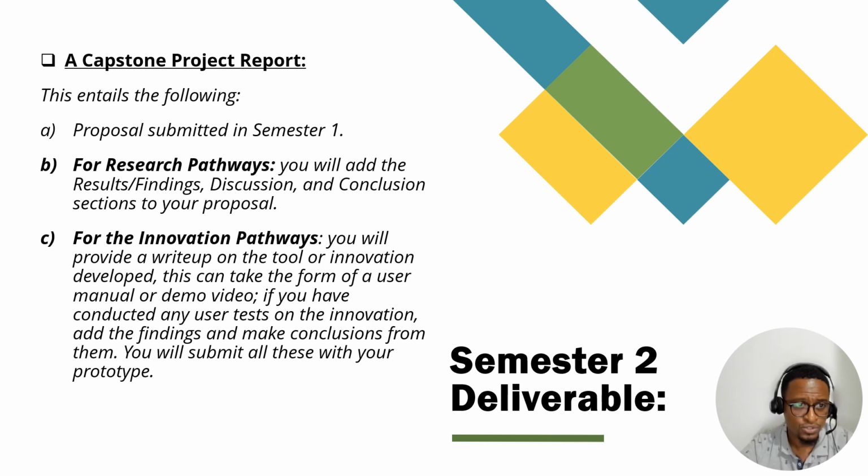Remember, that proposal submitted in semester 1 still stands. B and C are optional, dependent on the pathways that you're taking. So A is consistent no matter the pathway that you're undertaking. For those taking the innovation pathway, you will provide, in addition to your proposal, a write-up on the tool or the innovation being developed. This can take the form of either a user manual or a demo video.